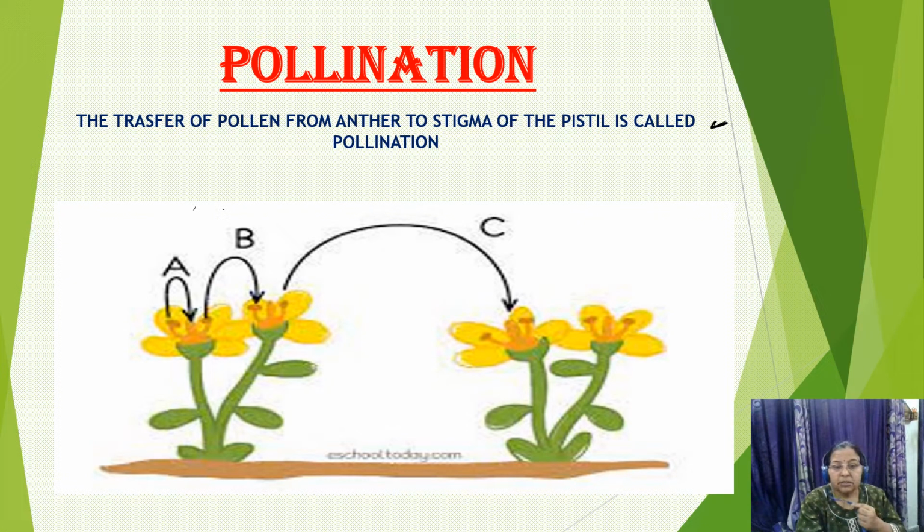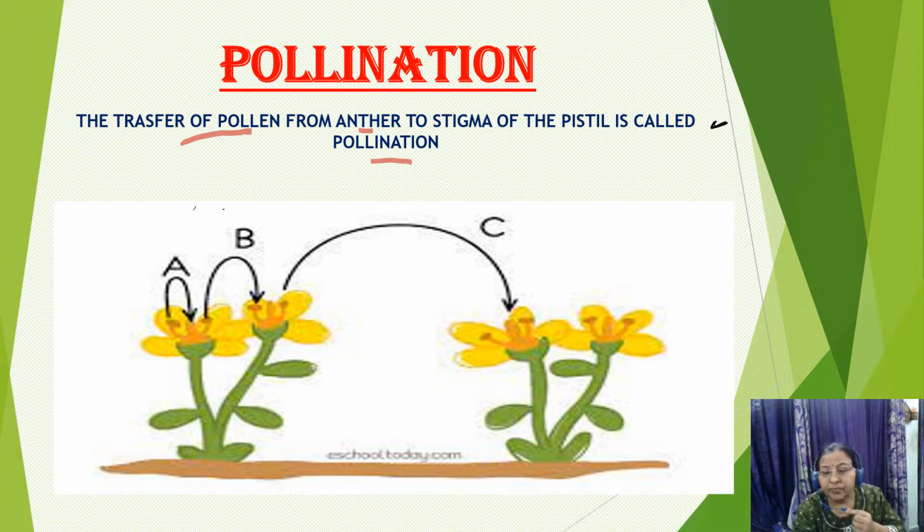So let's study pollination. So what is pollination? Pollination is transfer of pollen from anther to stigma. Anther, the male reproductive part, and the stigma, the part of the pistil where the pollen is going to land. So the transfer is called pollination.